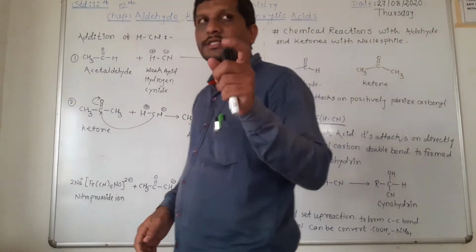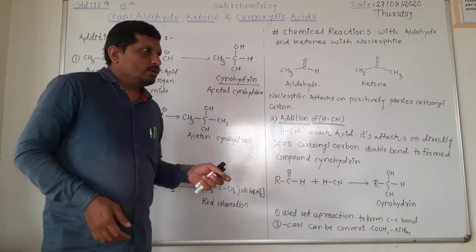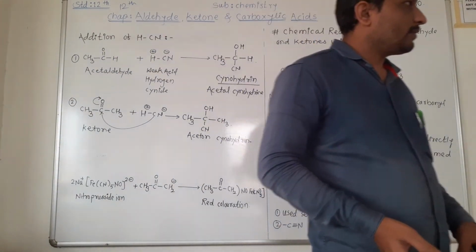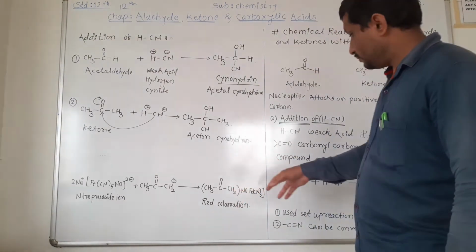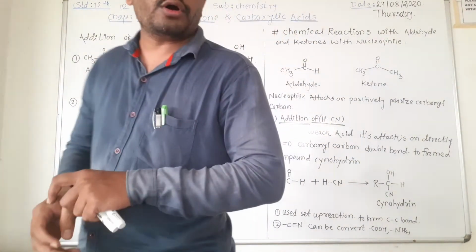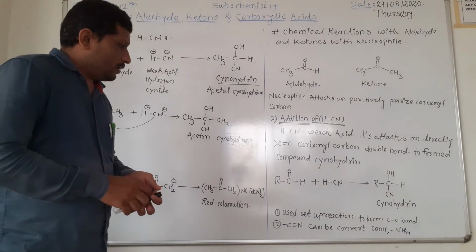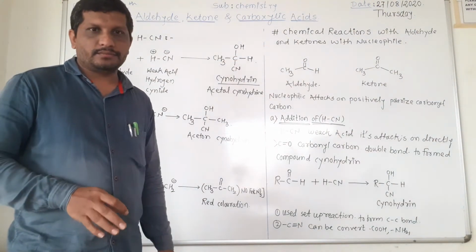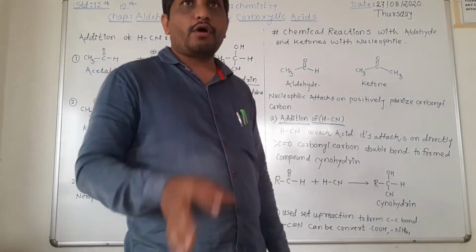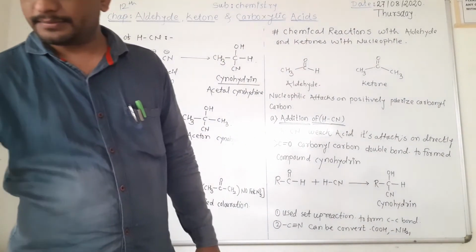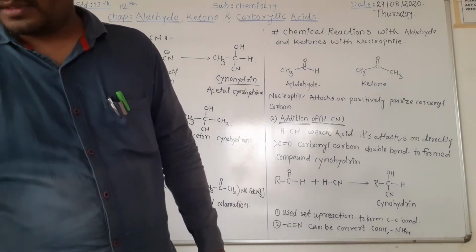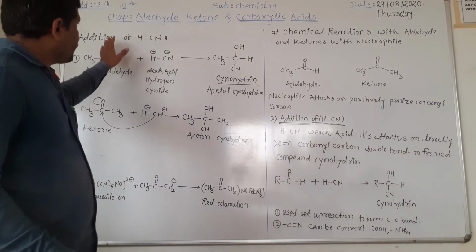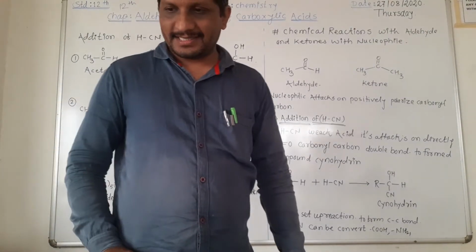Another second use: cyanide compounds are utilized for making compounds such as COOH acids, NH2 and CH2 bonds also. And last, cyanohydrine is used as an intermediate to form further reactions. This is the addition of cyanohydrine, the first reaction.